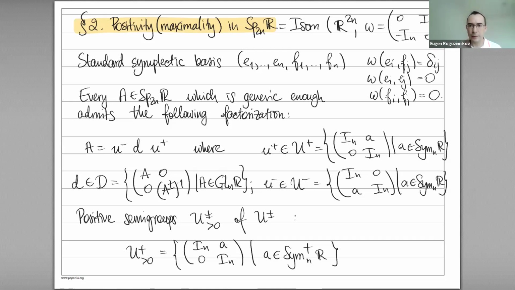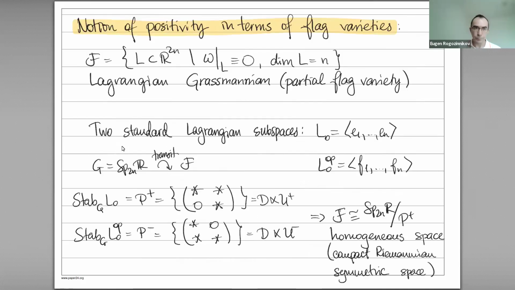And then inside these unipotent subgroups U plus and U minus, there are nice so-called positive semigroups, U plus positive. Here I write this for U plus, but you can imagine how it looks for U minus. So these are all the block unipotent matrices such that this matrix A is not just symmetric, it's symmetric and positive definite. You can easily check that this is indeed a semigroup, closed under multiplication. And then this notion of positivity reflects nicely in the action on the flag variety.